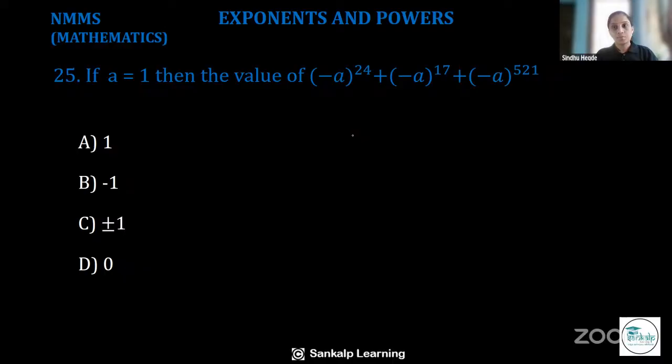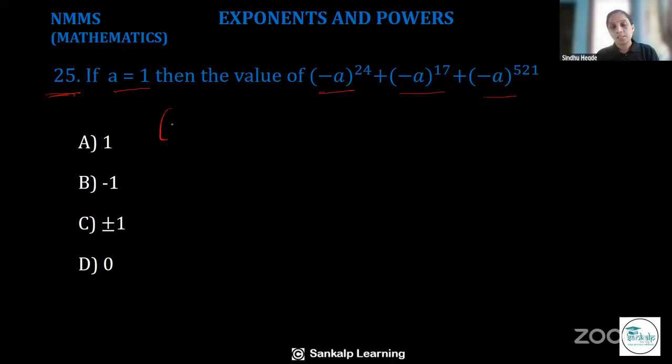Hello everyone, welcome to Sankalp Planning Solution. Let us see question number 25 of the chapter Powers and Exponents. If a is equal to 1, then the value of minus a raised to 24 plus minus a raised to 17 plus minus a raised to 521 is what? Option A 1, option B minus 1, option C plus or minus 1, option D 0.